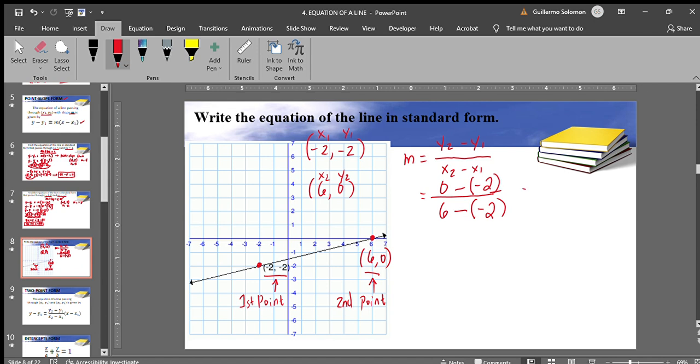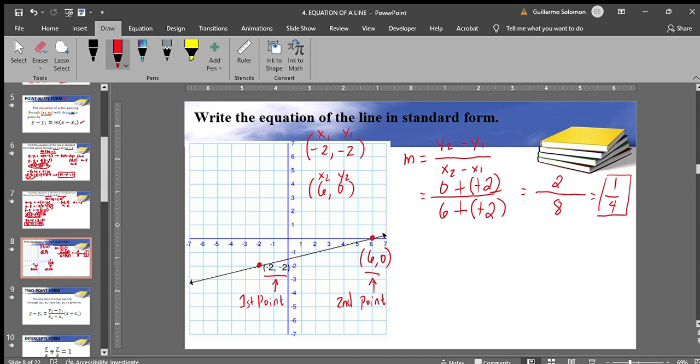Okay, equals, simplify natin. Applying the rule of addition of subtraction of integers, change the sign of the subtrahend, and then proceed to addition. 0 plus 2, that is 2. Okay, and then dito rin, same with the denominator. Change the sign of the subtrahend, and then proceed to addition, that is 6 plus 2. So we have 8. And then lowest term mo, we will get 1/4. So our slope here is 1/4.